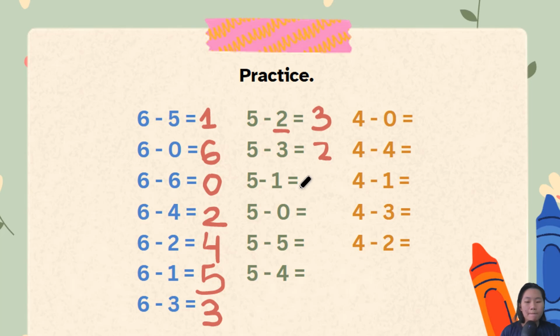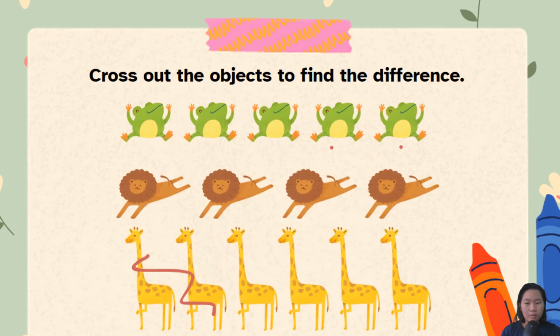Next up, 5 minus 1. Just like 6 minus 1, we need to go back one number. 5 minus 1 is 4. Next up, 5 minus 0. You should know this. Very simple. 5 minus nothing. We have 5. Now, what about 5 minus 5? It is 0. 5 minus 4. 5 minus 4 is 1. Good job. You can double check. Right? 5 minus 4 is 1.